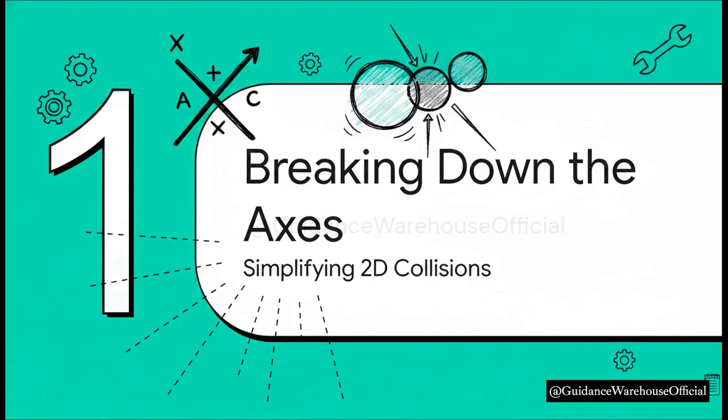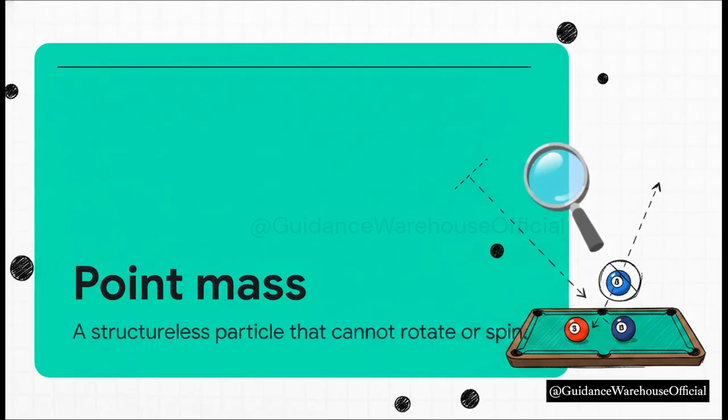Breaking down the axes. Okay, to solve a complex two-dimensional problem, our absolute first step is actually to simplify it. And that brings us to our biggest cheat code for these problems, the point mass. A point mass is just a structureless particle that cannot rotate or spin. In the real world, sure, a pool ball might have topspin or a hook, but for now we're ignoring all of that. We're just assuming our objects are perfect little dots that have mass but zero rotation.